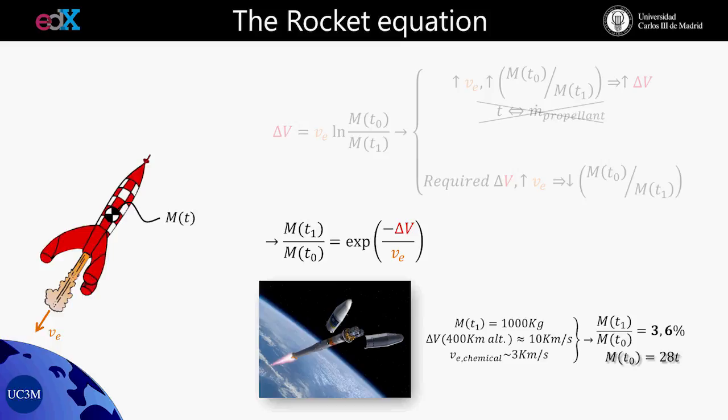That means that only 3.6% of the initial mass of the rocket on the ground is the actual satellite, and the remaining 96.4% is propellant that we burn on the way up. The initial rocket has to be 28 tons, including the satellite, to manage this. Note, however, that we have neglected the structural mass of the rocket in these calculations. The typical cost of sending 1 kilogram of mass to orbit is about 20,000 euro with the current technology.